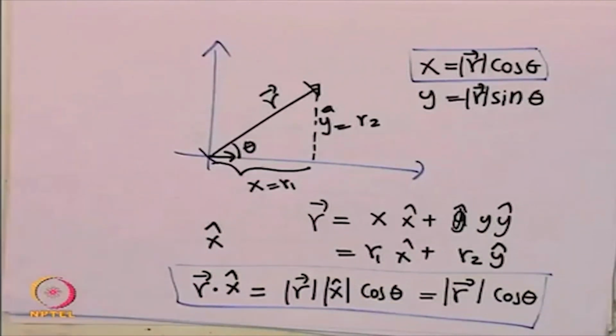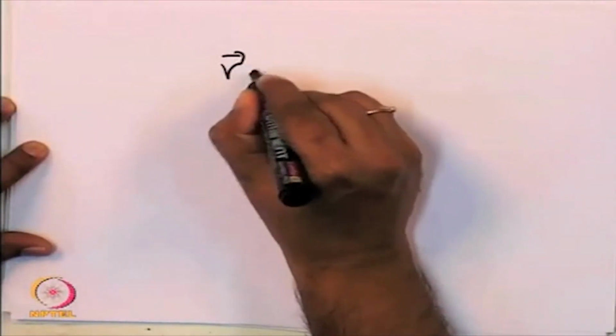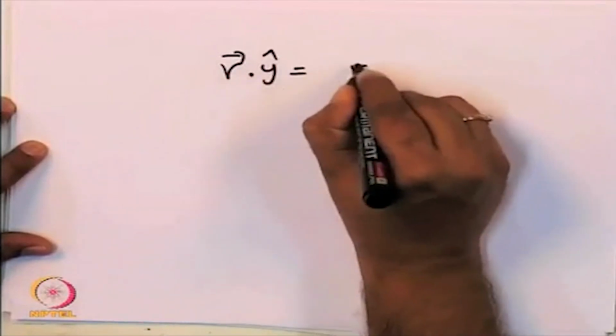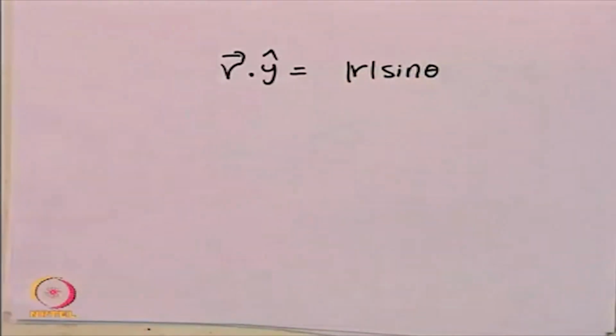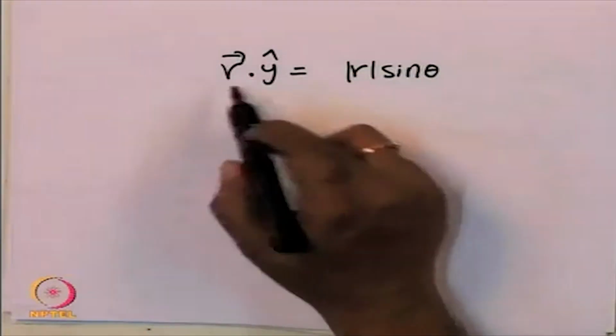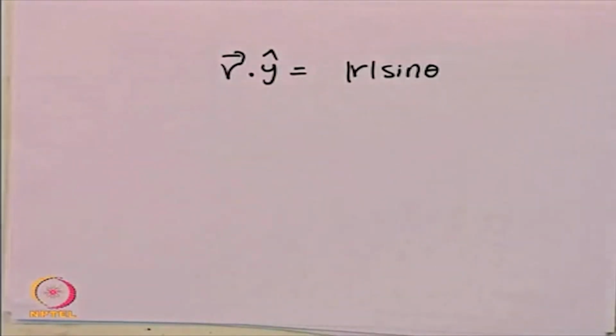Similarly, just using this, you can also see that r vector dot y cap is mod r sin theta. You can use simple trigonometry that you already know and find out the dot product between the r vector and the y unit vector along y. So, this is all related to each other.